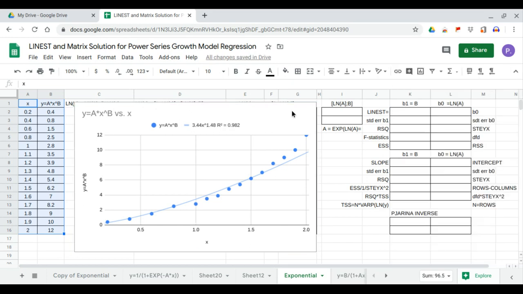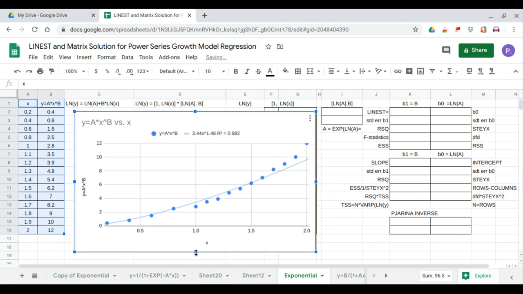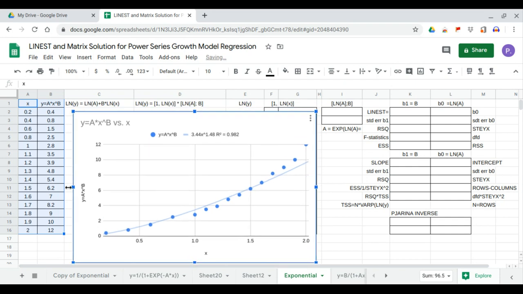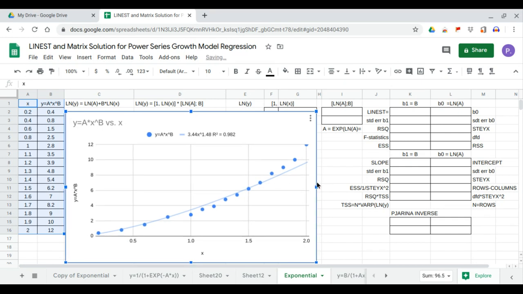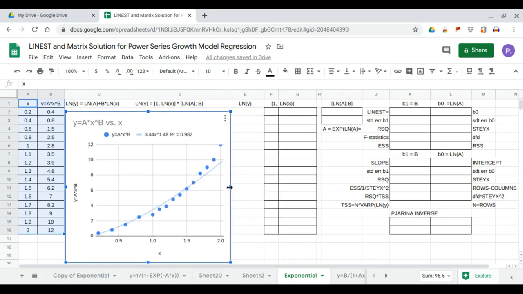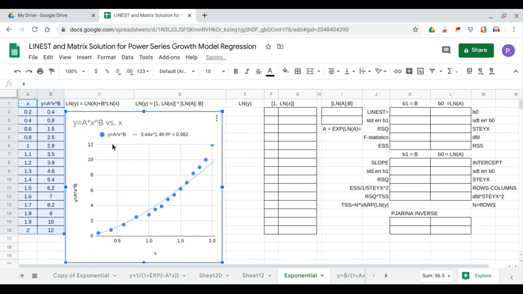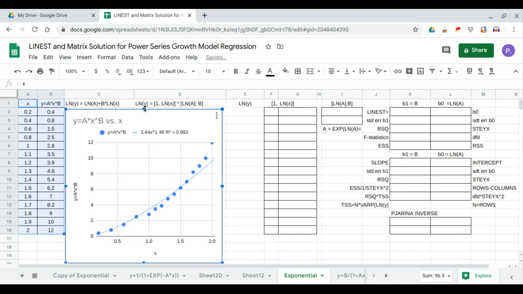So our trend line equation is y equals 3.44 times x to the power 1.48. So this is our y equals a times x to the power b, which is equal to 3.44 times x to the power 1.48. Our value for a is 3.44, the value for b is 1.48. We will calculate these values using matrix and LINEST solution.